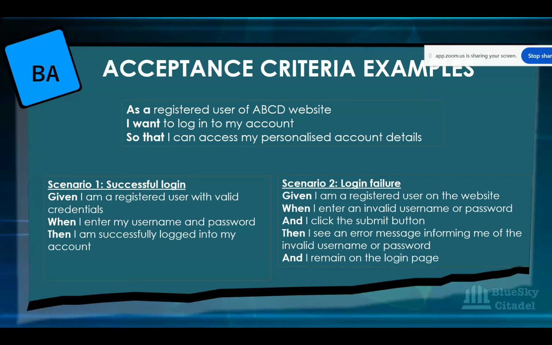Instead of putting A, I put E. And I click the same submit button. It won't let me in because my username and my password are not correct. These are security measures. Your username has to be valid. And it says, then I see an error message and I remain on the page. So this is your successful login, unsuccessful login.